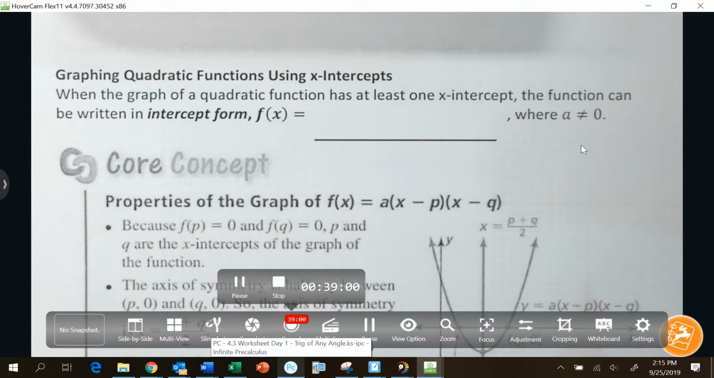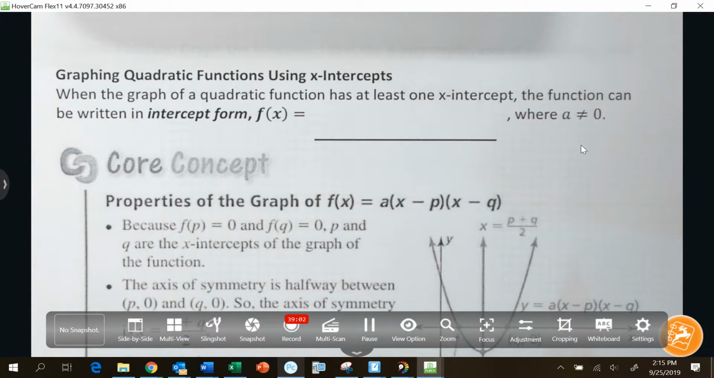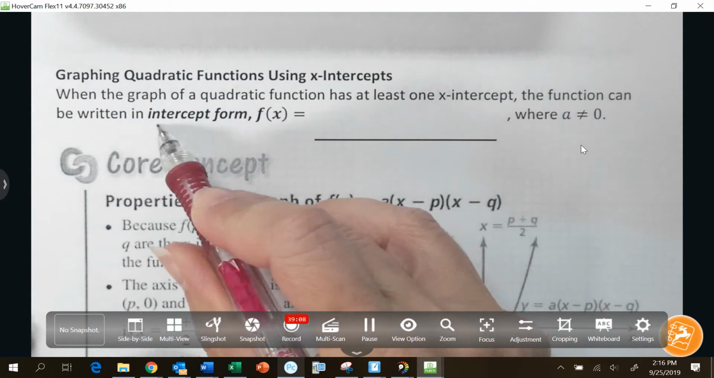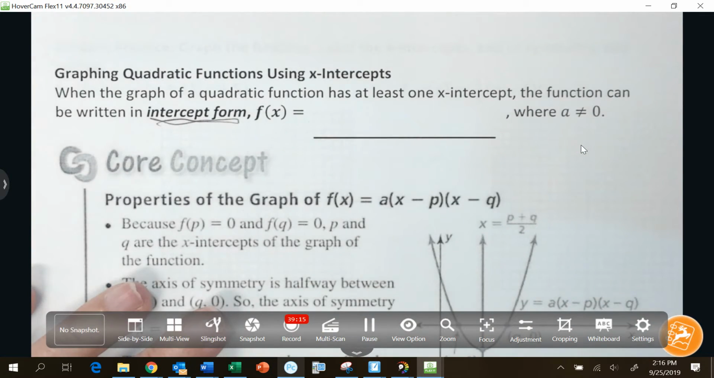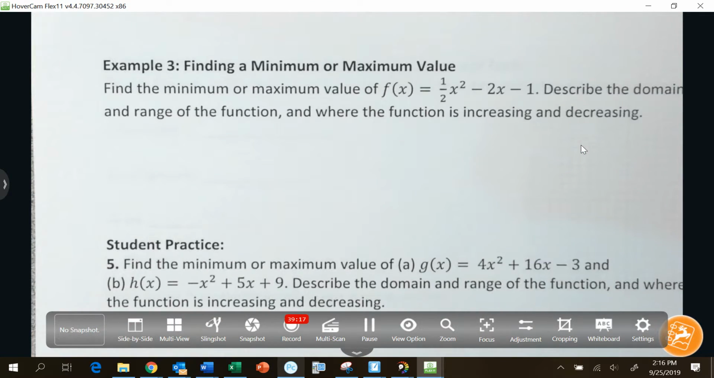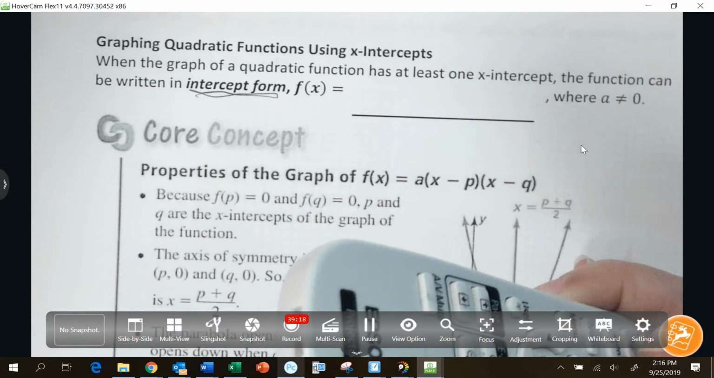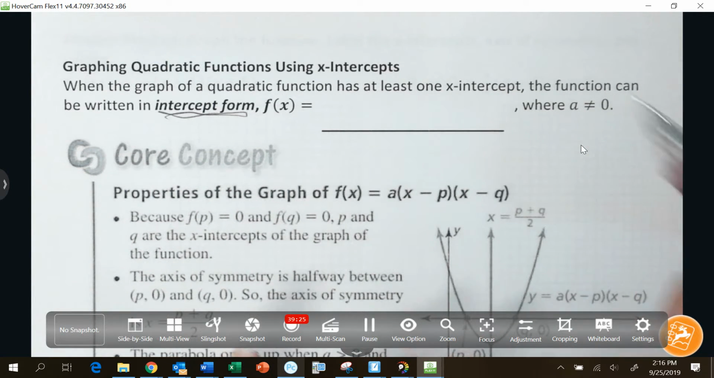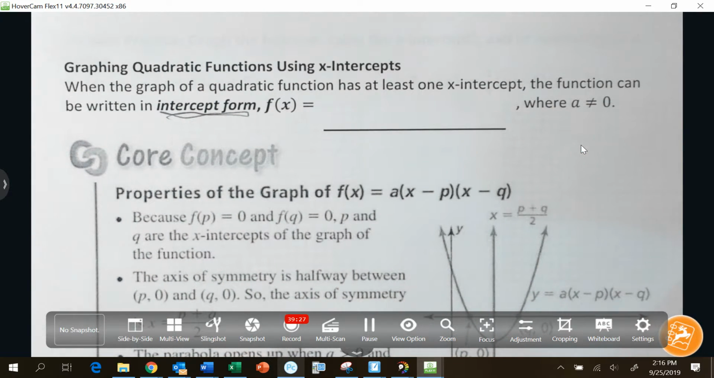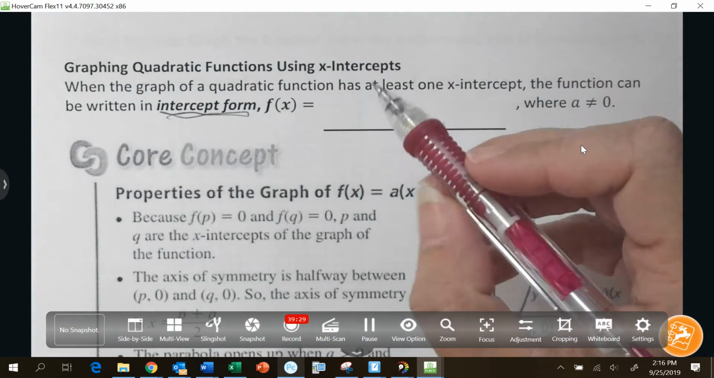This last form that we're learning about is written in intercept form. I skipped example 3. That's for a different day. And I went to graphing quadratic functions using x-intercepts. So intercept form looks something like this.